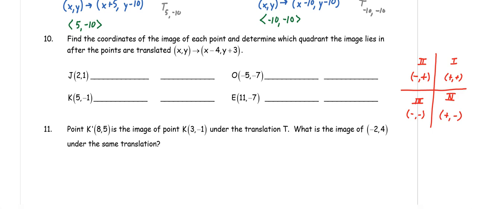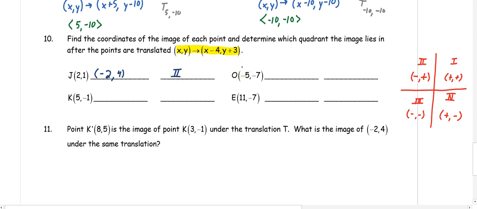So we're going to use the rule changing from x to y, x minus 4, y plus 3. So on each coordinate, our x coordinate, we're going to subtract 4, and our y coordinate, we're going to add 3, and then figure out the new quadrant it lies in. So for J, 2 comma 1, 2 minus 4 is negative 2. 1 plus 3 is 4. So this would be in the second quadrant.